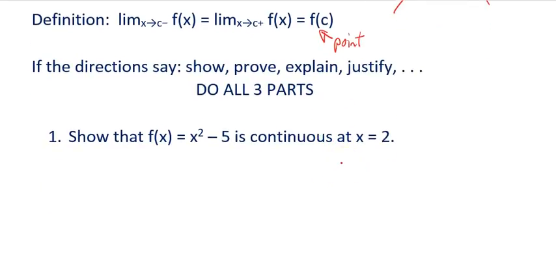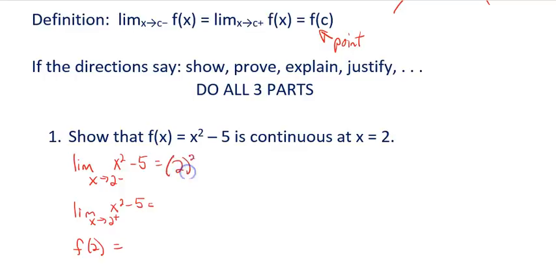Show that x squared minus 5 is continuous at x equals 2. That means I need to do the limit as x approaches 2 from the left of x squared minus 5, the limit as x approaches 2 from the right of x squared minus 5, and f of 2. So let's work these out. Obviously, if you can plug in and get an answer, that's the answer. So I'm going to plug in 2 squared minus 5. That'll be 4 minus 5, so I get negative 1.